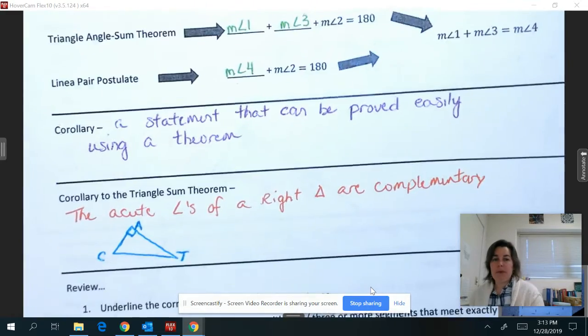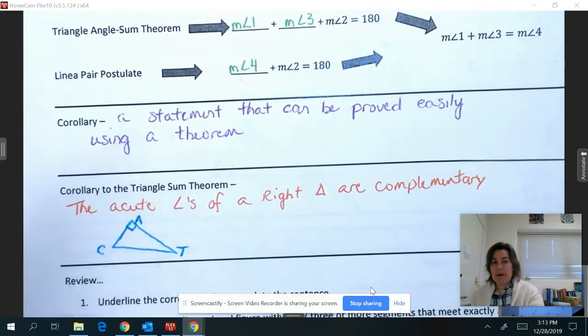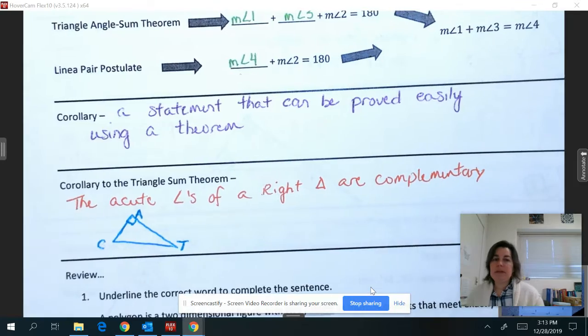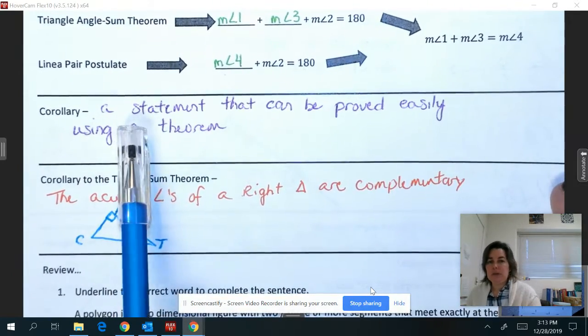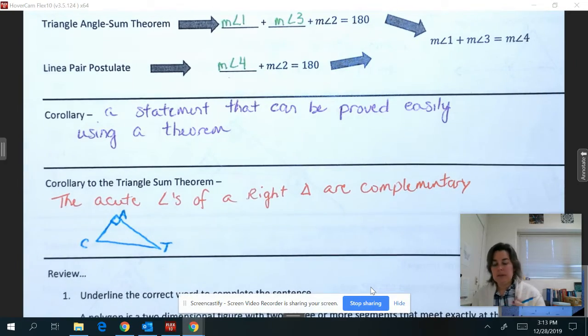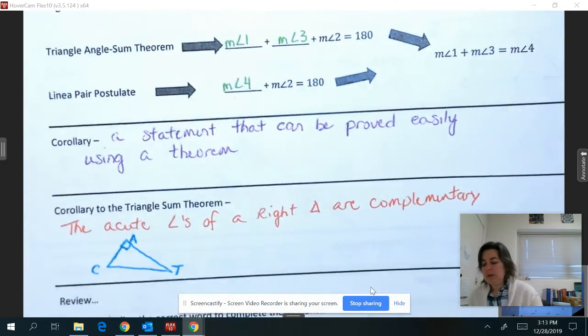Okay, we're in the middle of page 4. We're going to talk about corollary. It's basically another name for a type of rule in math. So I wrote down the definition. It's a statement that can be proved easily using a theorem. A theorem is another rule.